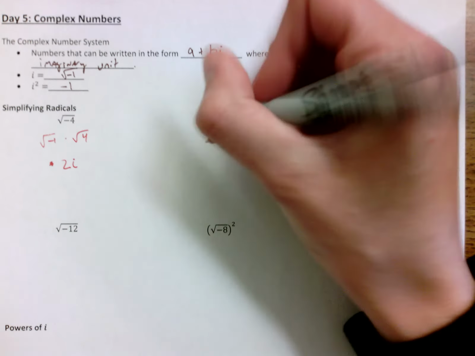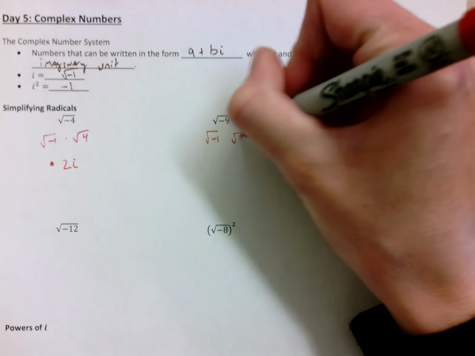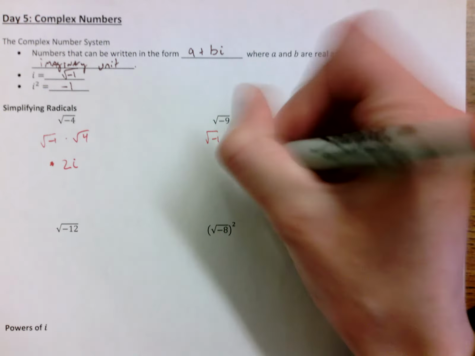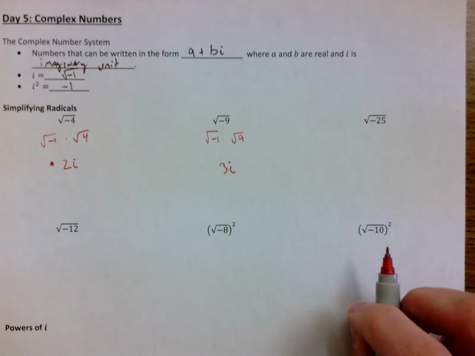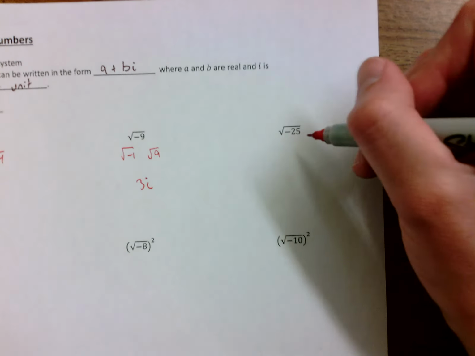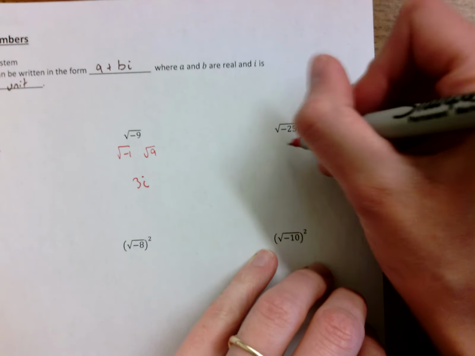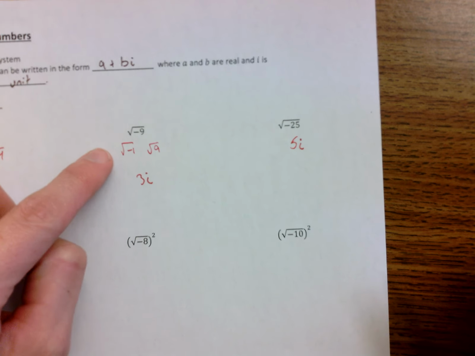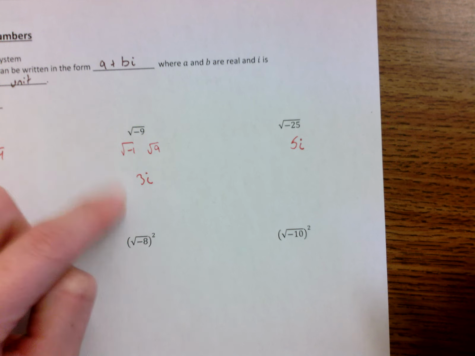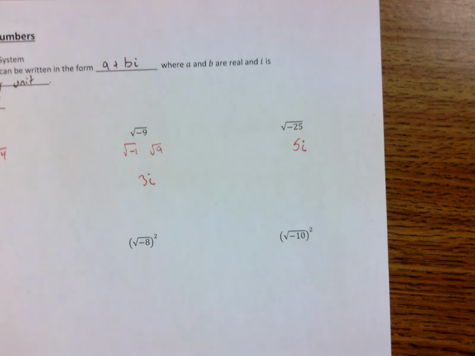So this one, similarly, is the square root of -1 times the square root of 9. The square root of 9 is 3, and the square root of -1 is i, so it's 3i. Square root of -25: you know the square root of 25 is 5, and the square root of -1 is i. You don't have to do this intermediate step; I'm just showing you where it comes from. So there we go.